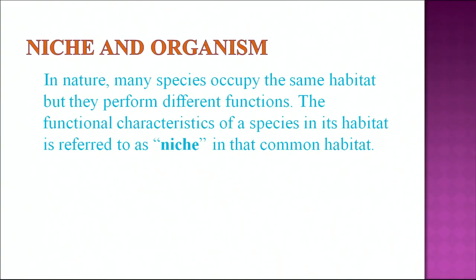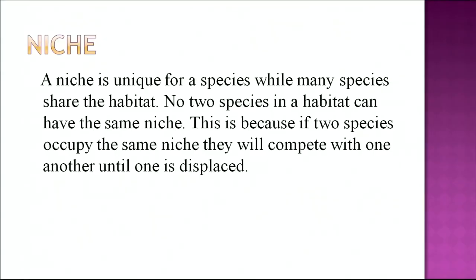Coming to niche and the organism. In nature, many species occupy the same habitat, but they perform different functions. The functional characteristics of a species in its habitat is referred to as niche in that common habitat. So what is niche, or how can we define niche? A niche is unique for a species, while many species share the habitat. No two species in a habitat can have the same niche. This is because if two species occupy the same niche, they will compete with one another until one is displaced.